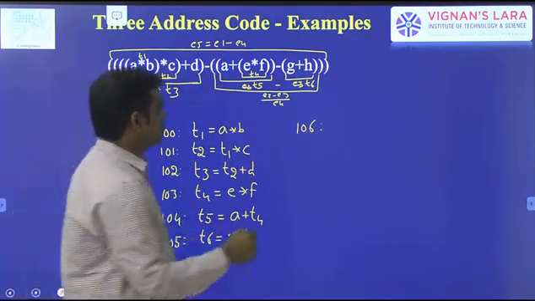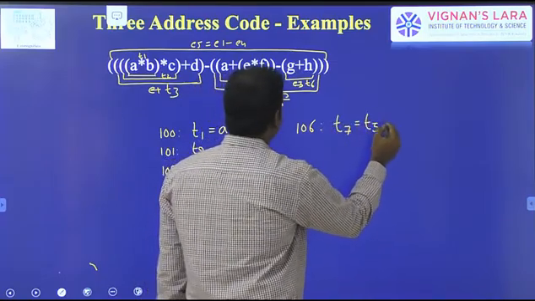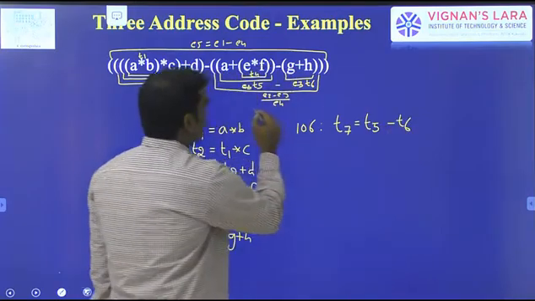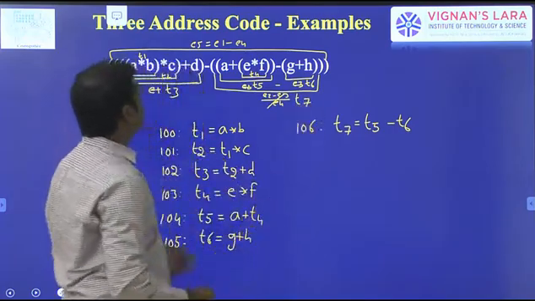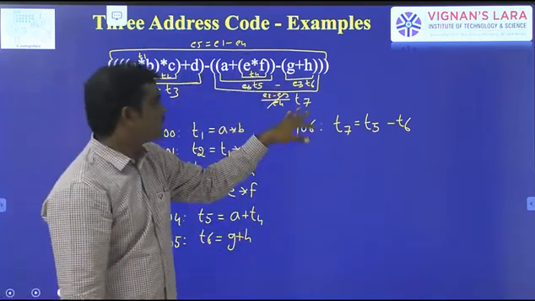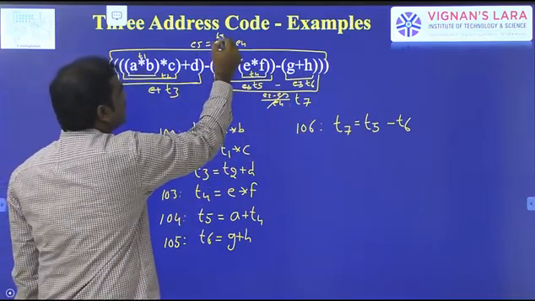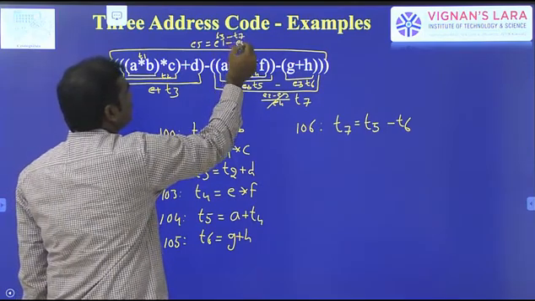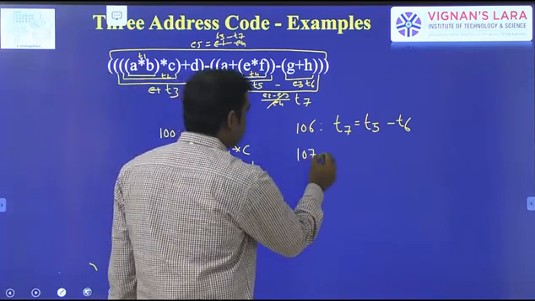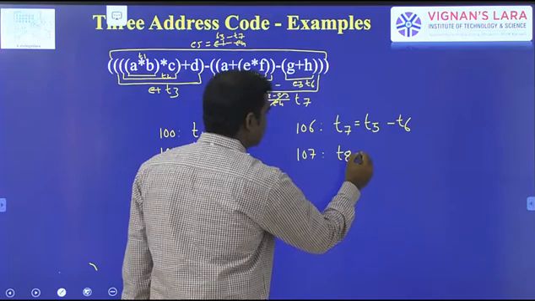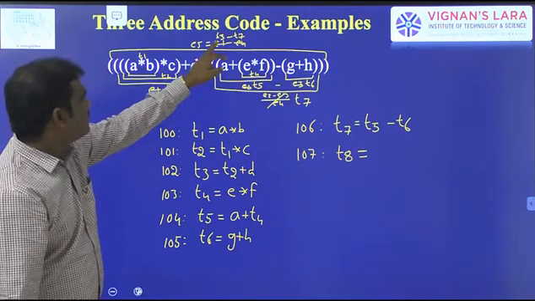So temporary variable T7 equal to T5 minus T6. Now this entire value is T7. Now this value is T3 and this value is T7. Now perform this one, T3 minus T7. Perform subtraction, so take temporary variable T8 equal to T3 minus T7.